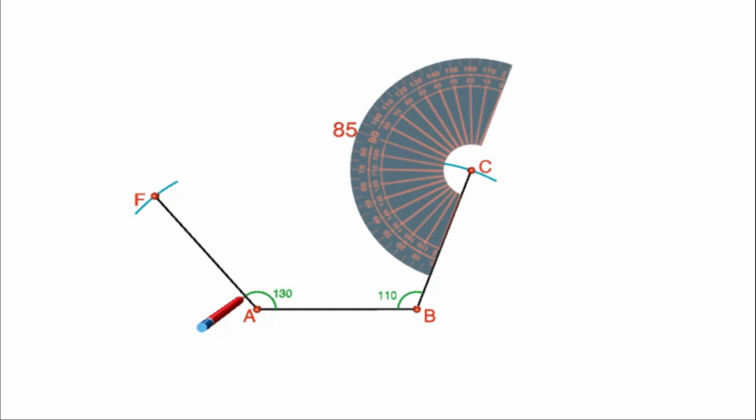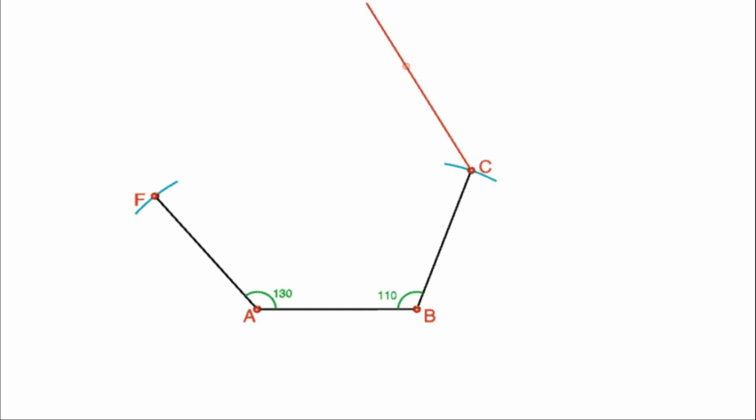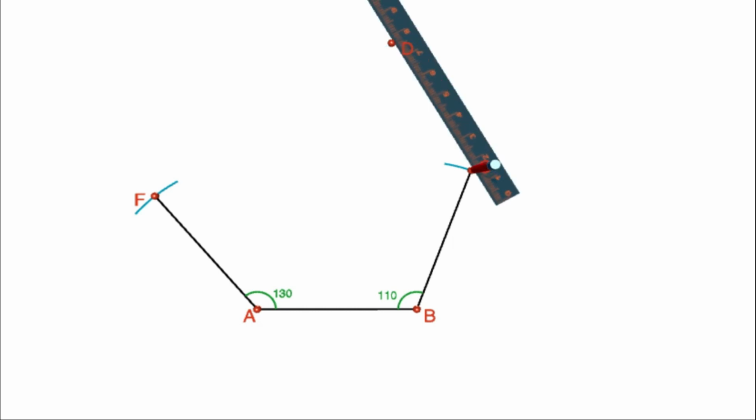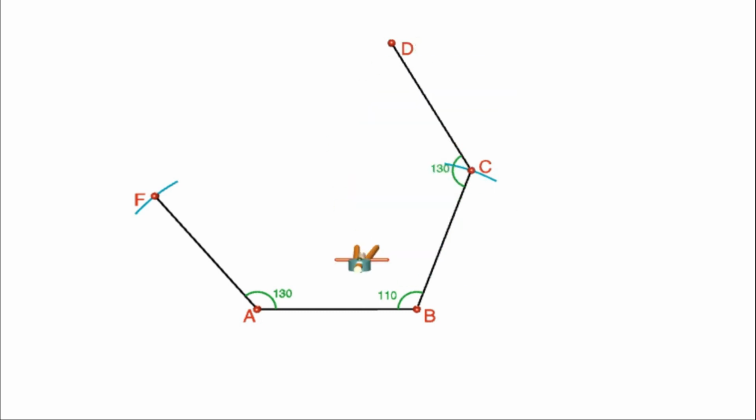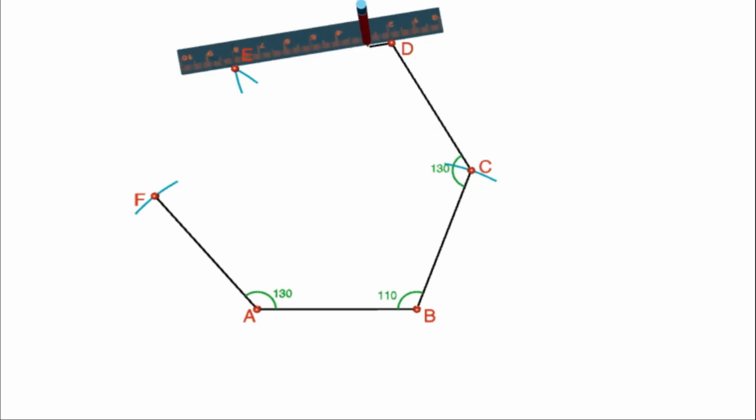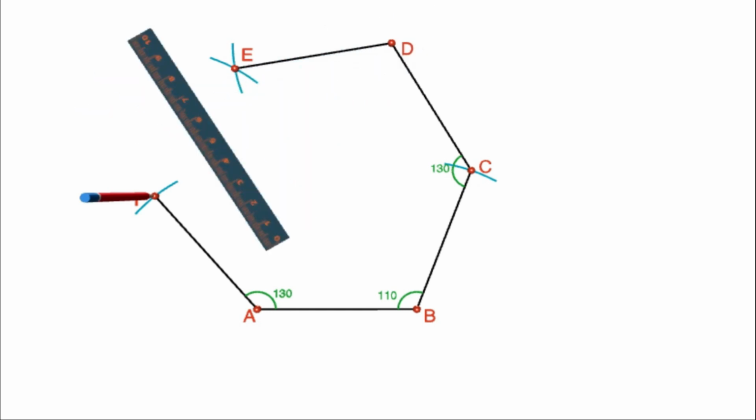Now take 130 degree at C and draw a line. Take the length of AB on this line and mark D. CD is another side. Take the length of AB and draw arcs from D and F. The intersecting point is E. Join DE and EF. They are the remaining sides.